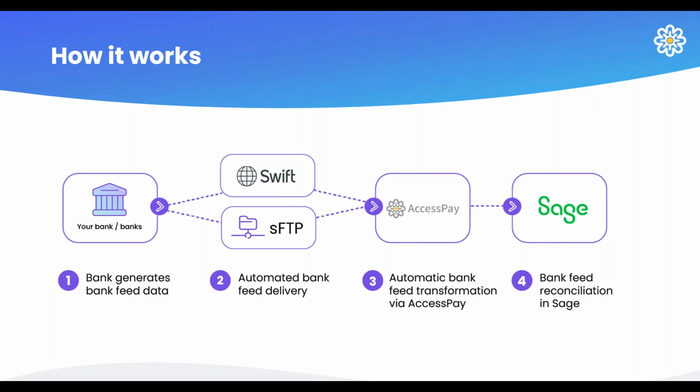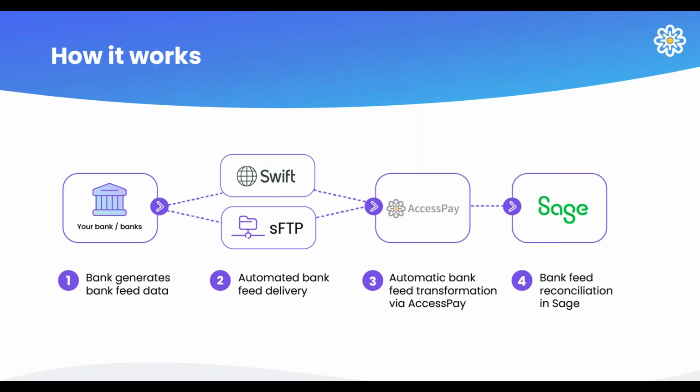Once we get the files from the bank, we are then responsible for transforming the document into a format Sage can consume, as Sage can't read the raw formats from the bank. So we sit in the middle, transform the formats into a format that Sage can read, and then feed the information on into Sage.